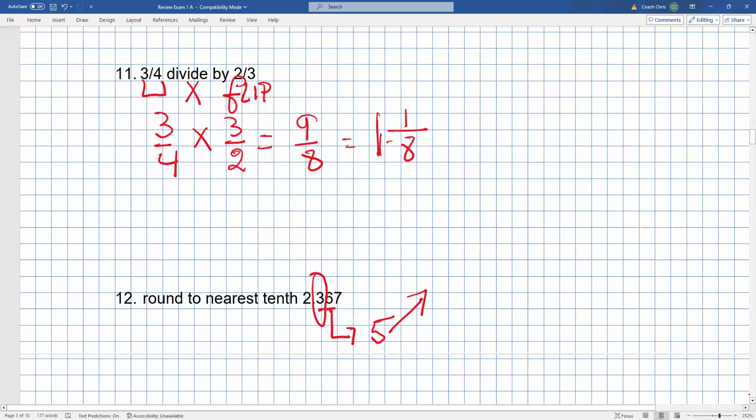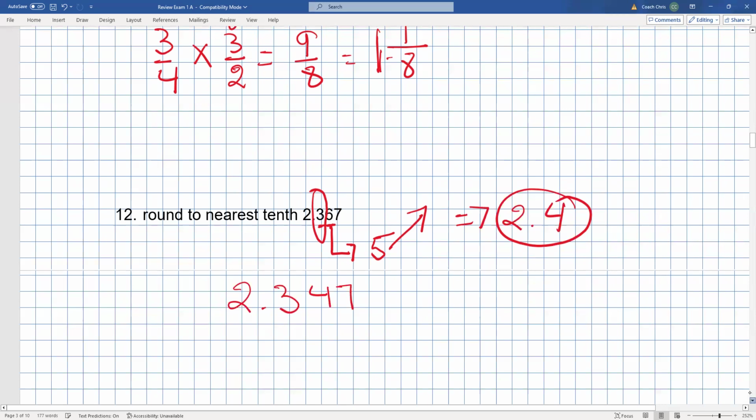So when I look at 2.367, I'm going to stop at the 2.3. But since the number after 3 is 5 or more, it's going to bring me up. It's going to bring me 2.4. Same example, rounding to the tenth. But if you have a 2.347, they say round this to the nearest tenth.